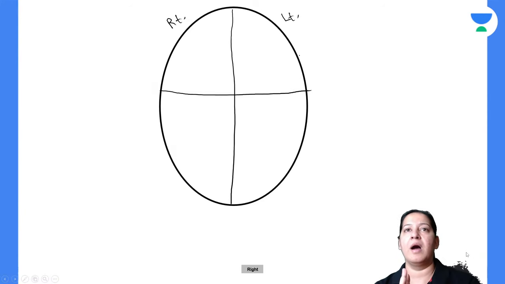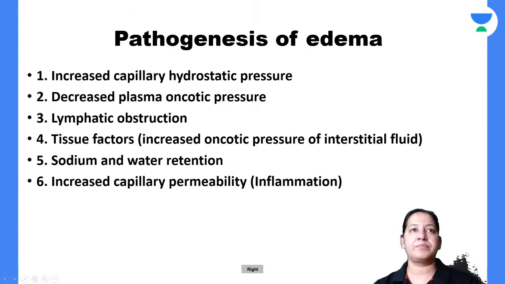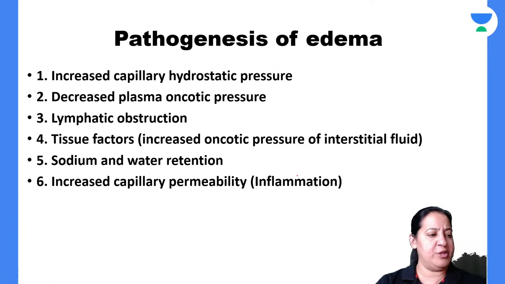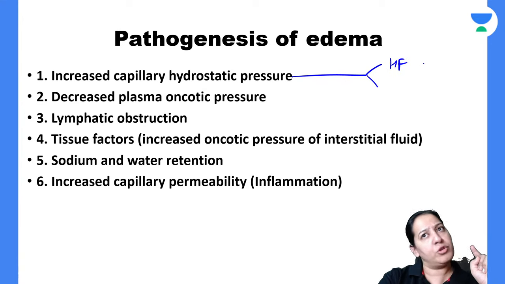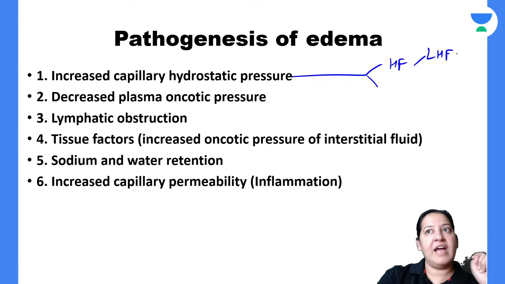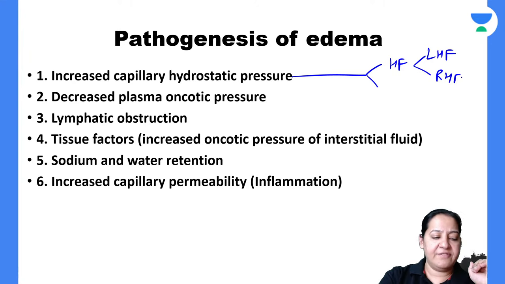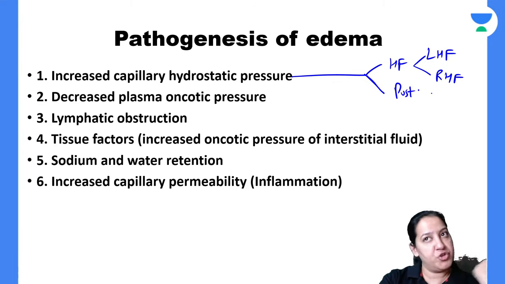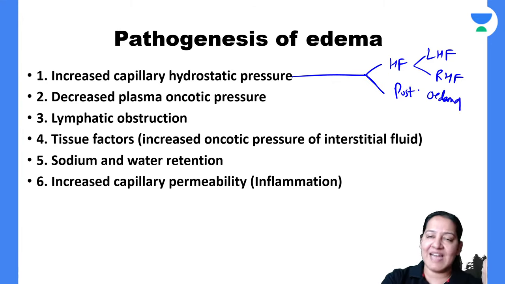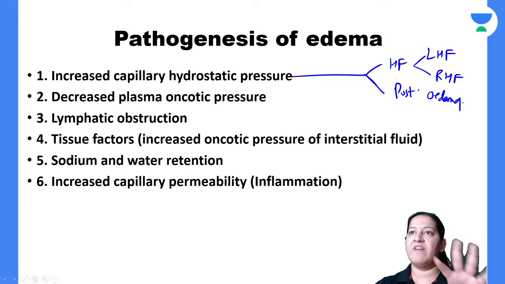That is postural edema. So two reasons for increased hydrostatic pressure. The two causes are heart failure: left heart failure, that will lead to lung edema, pulmonary edema, and right heart failure, that will lead to edema of all other organs. That is the hydrostatic cause of heart failure. The second is postural edema, that is due to constant standing or constant sitting in one position.